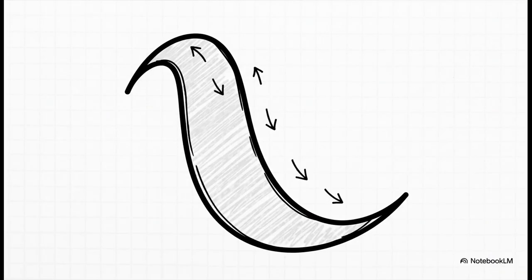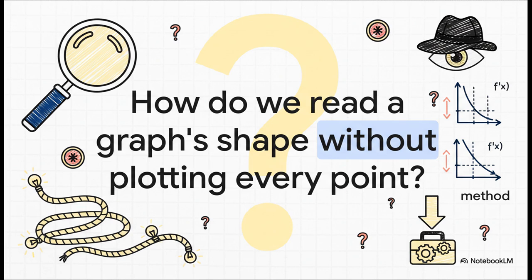Okay, so take a look at a curve like this one. It's not just some random line, right? It's telling a story. It rises up to a peak, it falls down into a valley, it even changes the way it bends. Our whole mission here is to figure out how to predict this entire story just by looking at its formula. So, that's the big question, isn't it? How do we basically become graph detectives and uncover all the secrets of its shape?